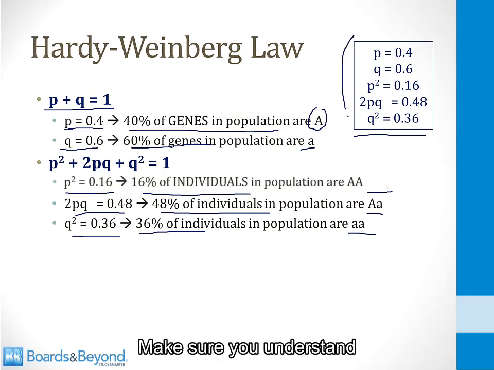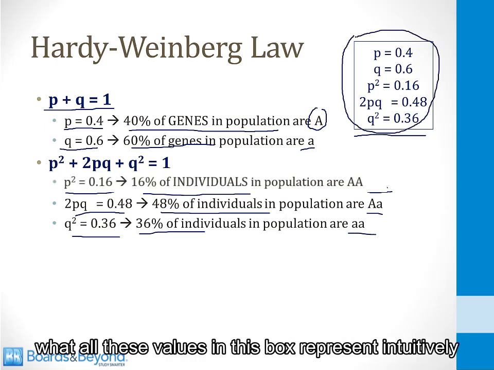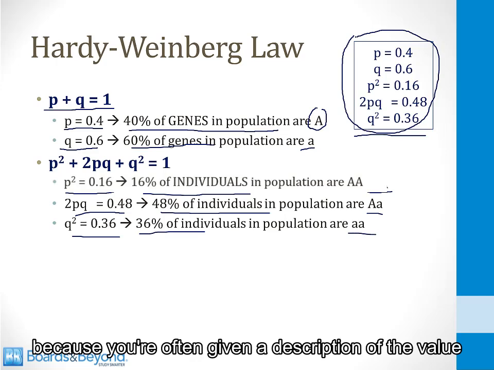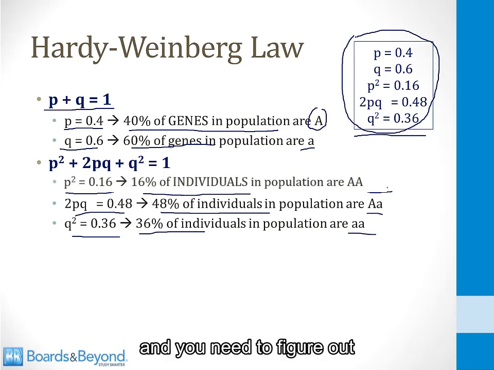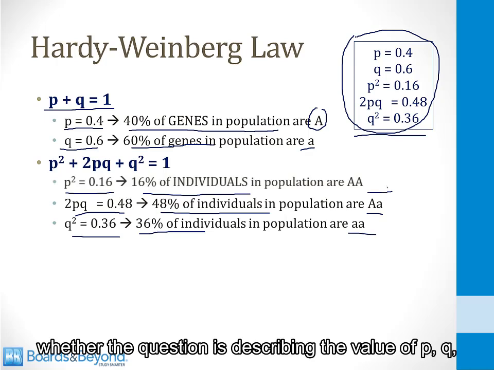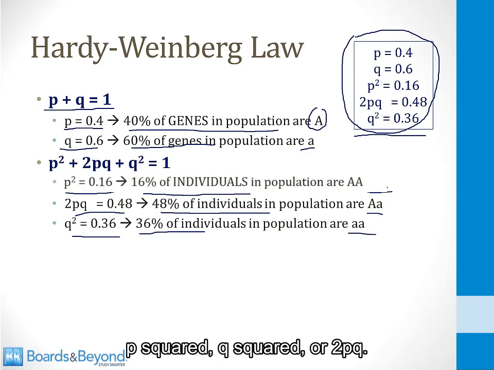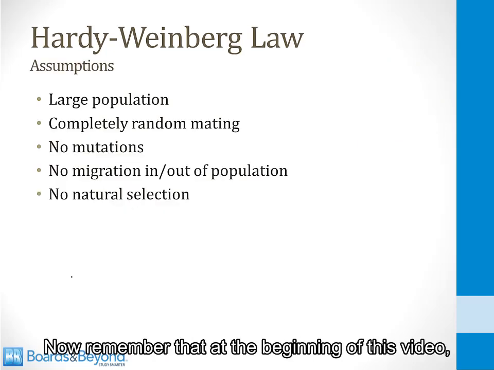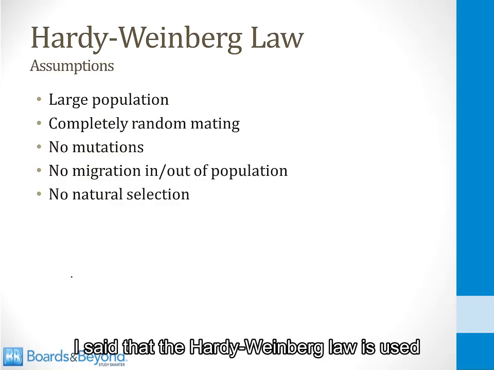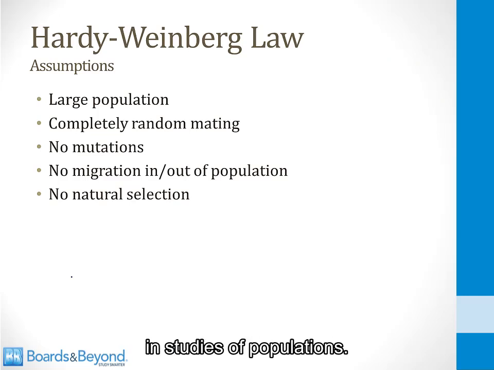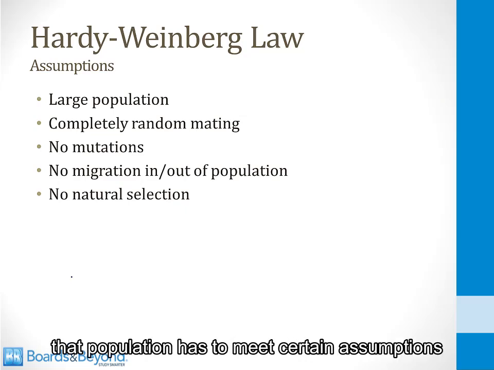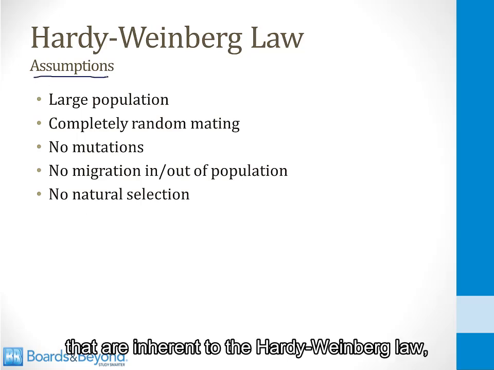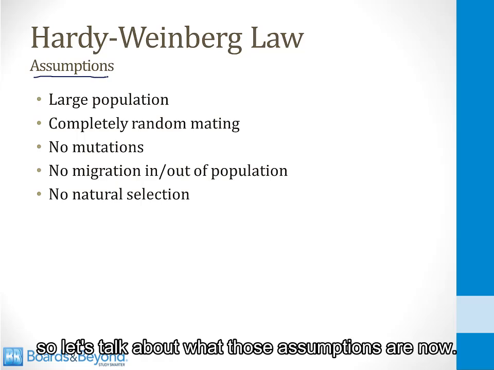Make sure you understand what all these values in this box represent intuitively, because you're often given a description of the value and you need to figure out whether the question is describing the value of p, q, p squared, or 2pq. Now remember that at the beginning of this video I said that the Hardy-Weinberg Law is used in studies of populations. Well, if you want to apply the law to a particular population, that population has to meet certain assumptions that are inherent to the Hardy-Weinberg Law. So let's talk about what those assumptions are now.